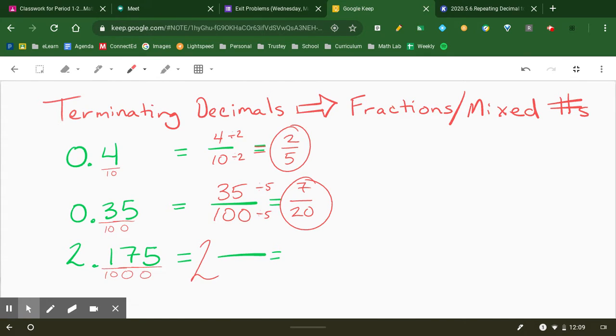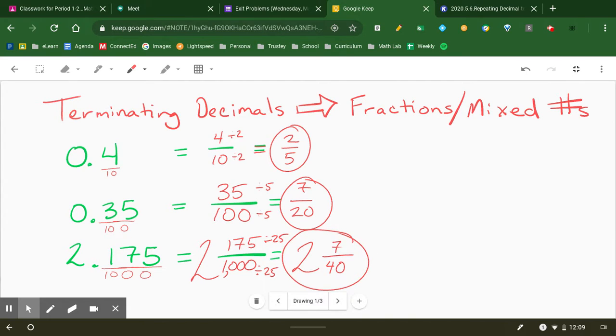Then, of course, we have 2 whole pizzas, and then we have a small portion of a pizza. That would be 2 wholes and 175 thousandths. You could reduce by 5 and 5 again, or you could reduce by 25, still having 2 wholes, but now we have 2 wholes and 7/40ths. So that's just a little walk down memory lane.